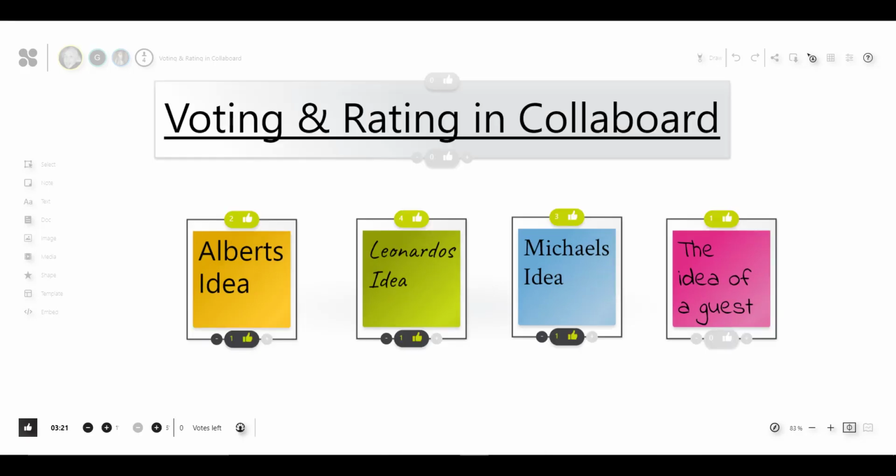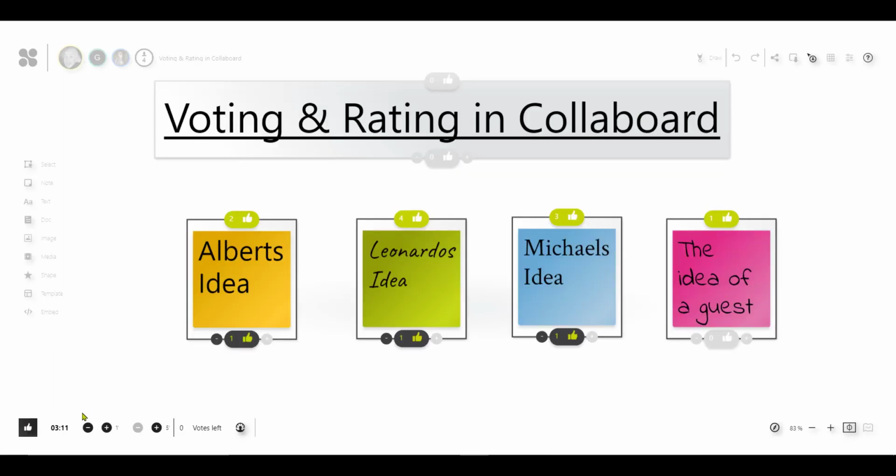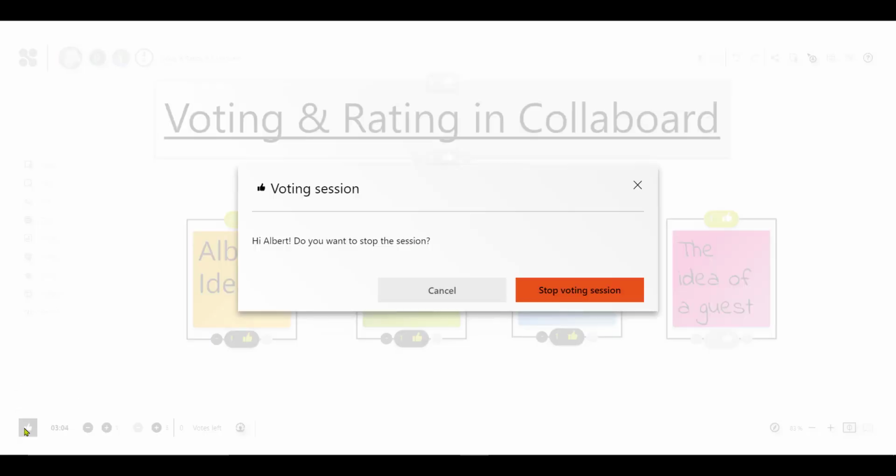Now, going back to the overview of Albert, we see now that most of the participants finished. So Leonardo also told us that he finished the session. So we know, and in this case, we don't need to wait until the timer is running out. So we just click here again to stop the voting session.